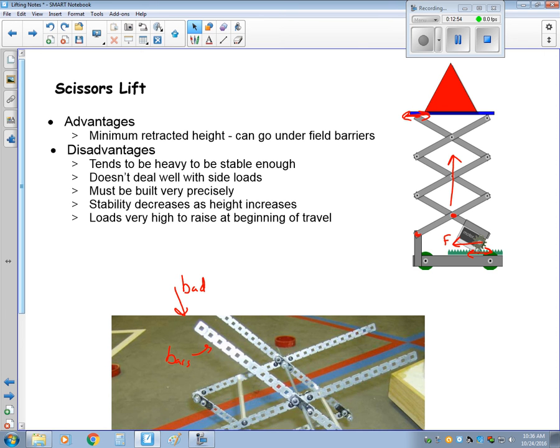Alright, so that is some different types of platform elevators. We'll talk about some other ones in the next video.